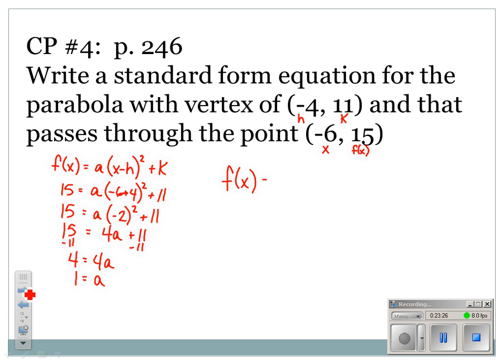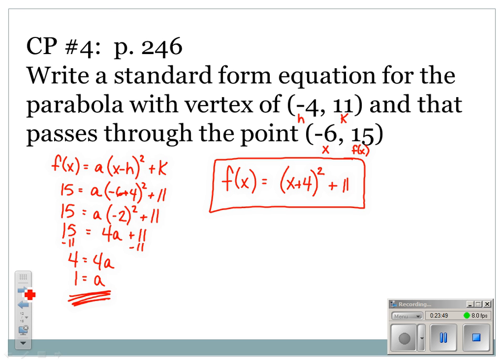f of x, therefore, is equal to 1, which we're not going to write, (x plus 4) squared plus 11. And there we are. Okay, so all that plugging in and solving was to determine whether or not we were going to have a value out in front of that parent function parenthesis or not.